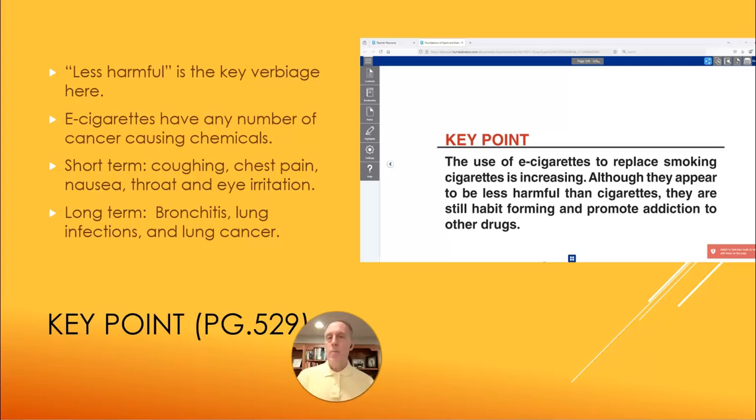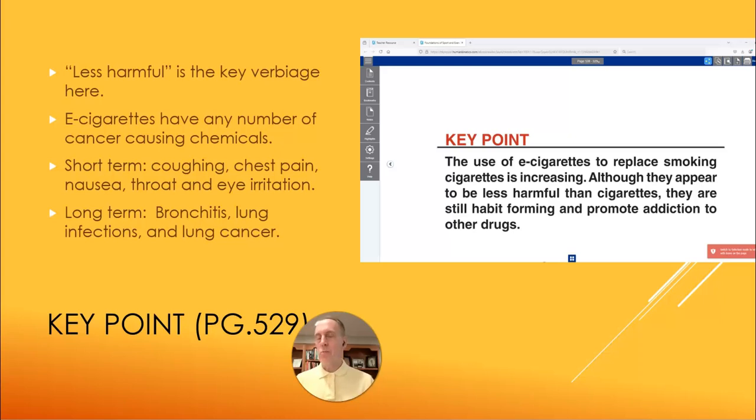All right. The use of e-cigarettes to replace smoking cigarettes has increased, and it kind of backed off a little bit over the last couple of years. Although they appear to be less harmful, they still have the habit forming properties, and they promote addiction to other drugs. But e-cigarettes, you're still inhaling something into the lungs. You're inhaling chemicals. Many times it's an oil-based product, or it could be a vapor-based product, or it's called vaping.